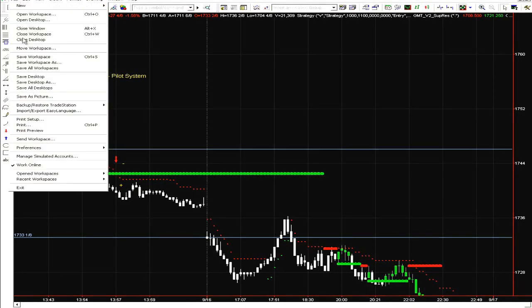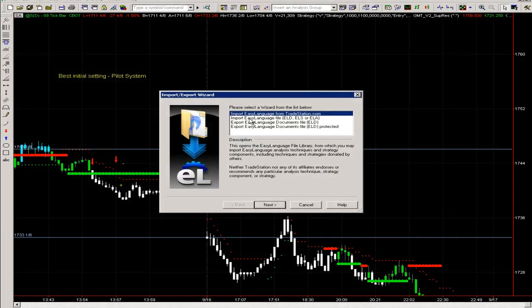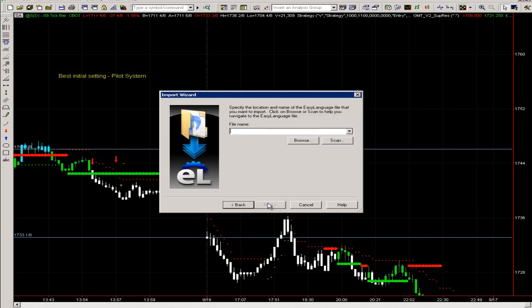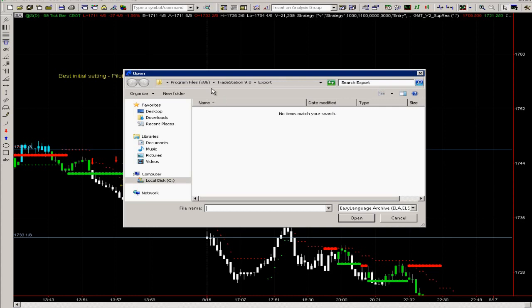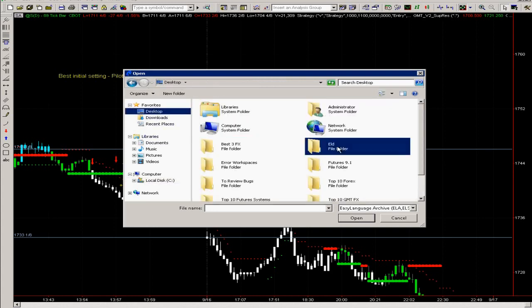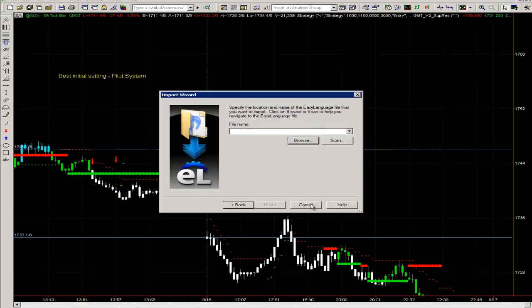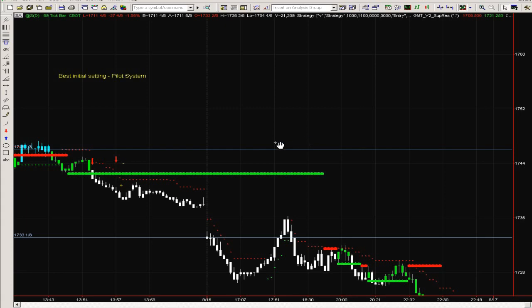So basically, once you get the indicator, you're going to import EasyLanguage. You're going to go into the EasyLanguage ELD file. You're going to go next. You're going to browse for it, and you're going to grab that indicator off your desktop or wherever you've got that indicator. It'll be in an ELD file, and it'll probably come in the form of an all systems update. And then you'll just open that up and import that into your desktop, and that will basically then load up the system performance tracker A and B.